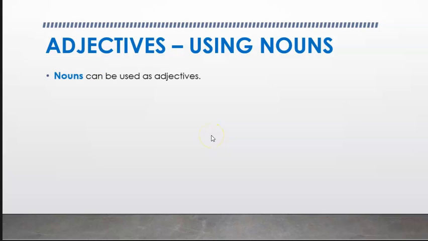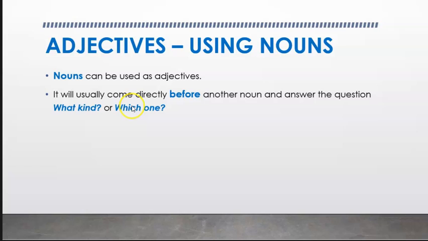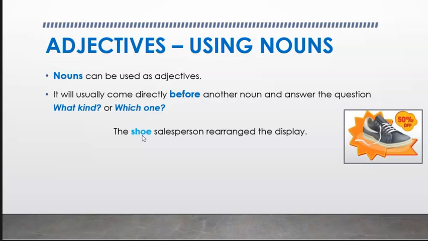We can also use nouns as adjectives. And typically they will be directly before the noun they are modifying, and they will answer the question, what kind or which one? So for example, the shoe salesperson rearranged the display. Here, shoe would normally be a noun, but instead it's acting as an adjective telling us which salesperson or what kind of salesperson was rearranging the display.